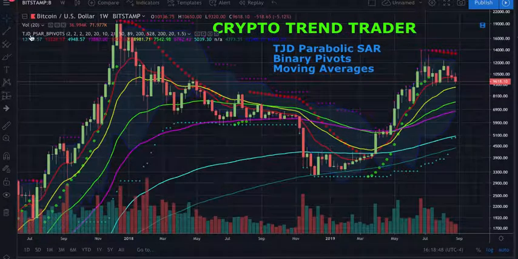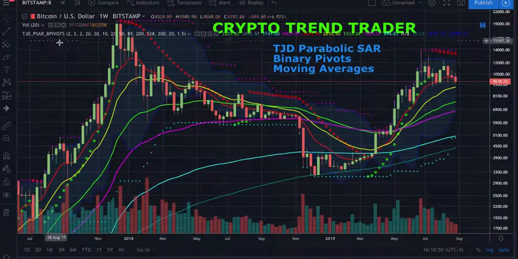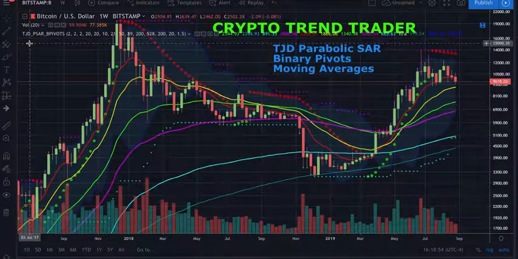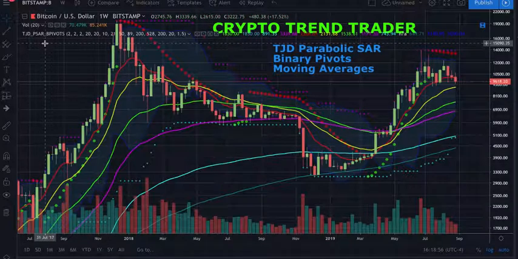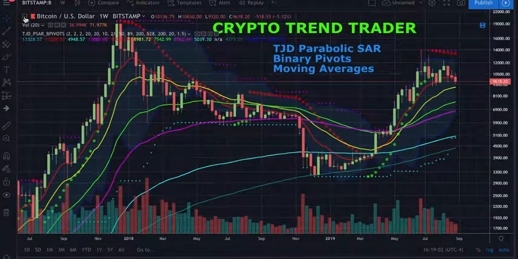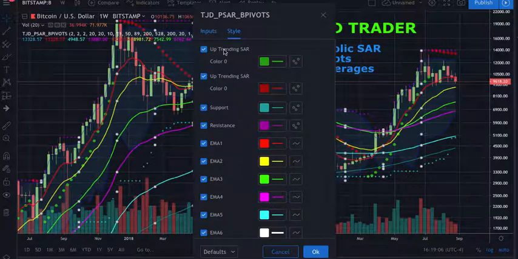You can search TJD or Turbo J Diesel on TradingView, but it's TJD underscore PSAR underscore BPIVOTS. Alright, and we're going to do a little breakdown of it here. So what I'm going to do is I'm going to first go into settings.